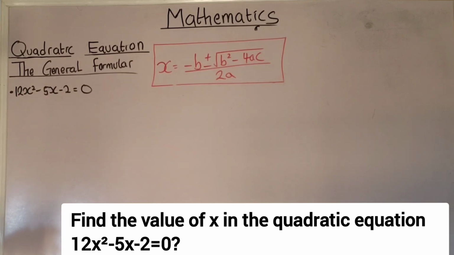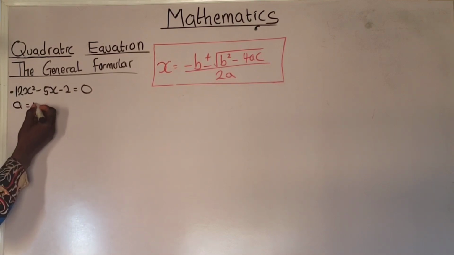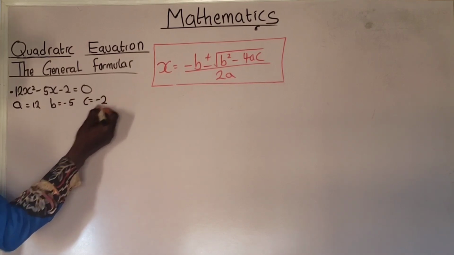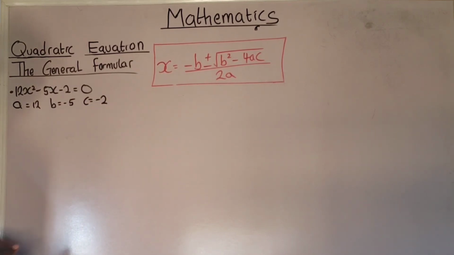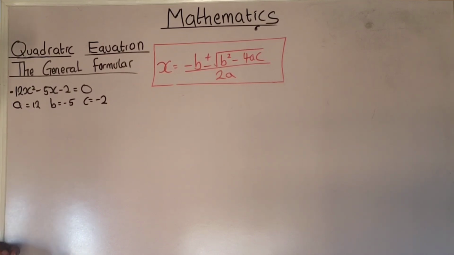A is the coefficient of x squared, that is the coefficient of the highest power of the unknown. And b is the coefficient of x. And c is the constant term in the quadratic equation. The coefficient of x squared in this quadratic equation is 12. So a here will be what? 12. Okay? And b will be equal to negative 5 and c equals negative 2. Do you understand?